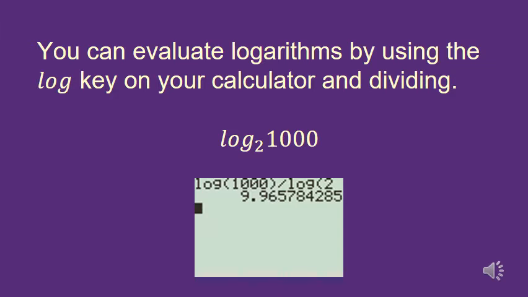Remember, when you're doing that in a calculator, you've got to be careful to close the parentheses after the 1,000. If you don't do that, you will get a wrong answer. Here, though, we divided, and the answer is just a little bit less than 10, 9.96578.